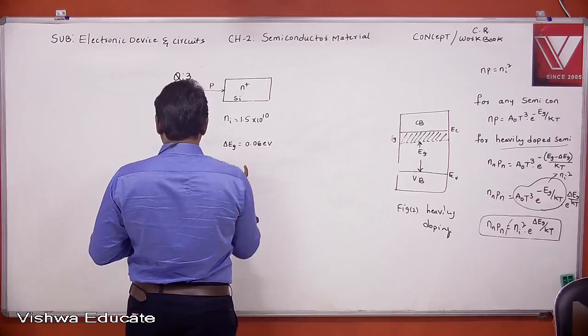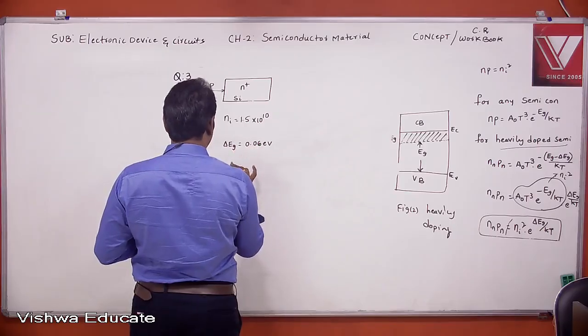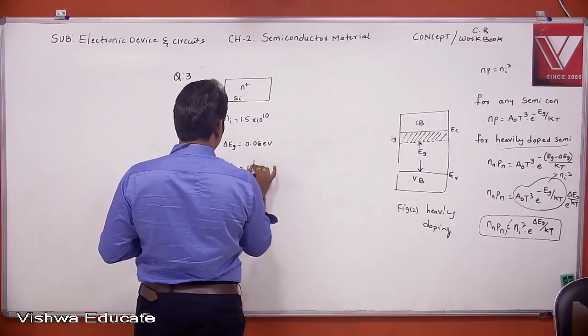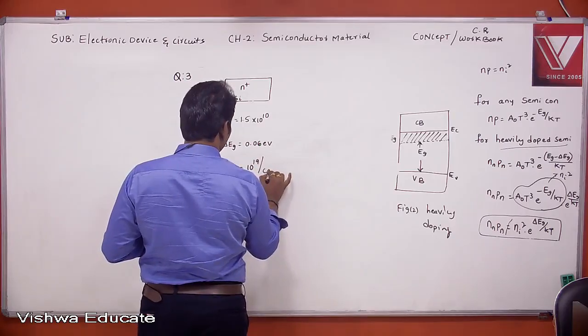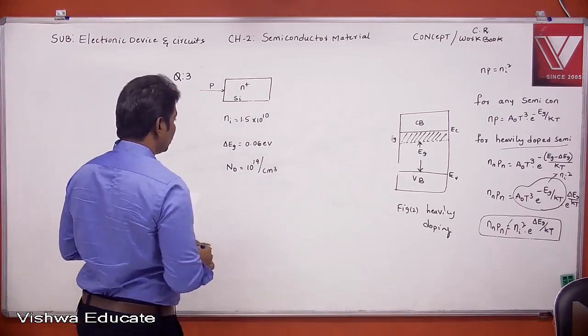Also, what do we want to calculate here? Free electron and hole concentration when the net impurity concentration is 10 power 19. That means the given donor concentration Nd is 10 power 19 per centimeter cube. This is the given data.